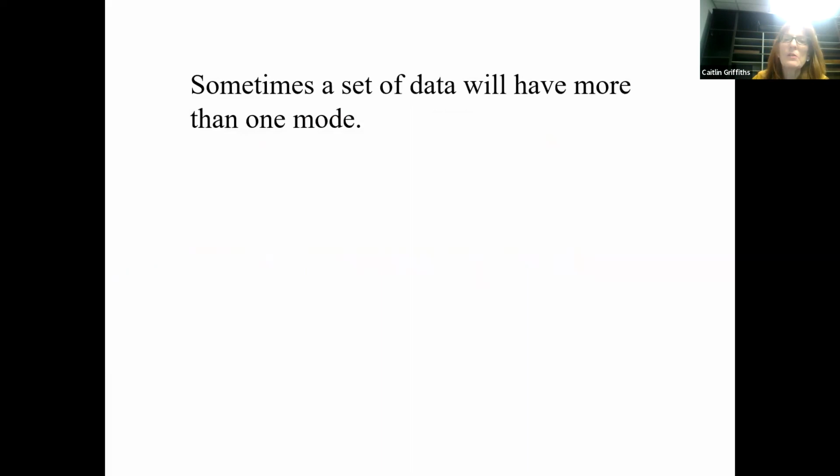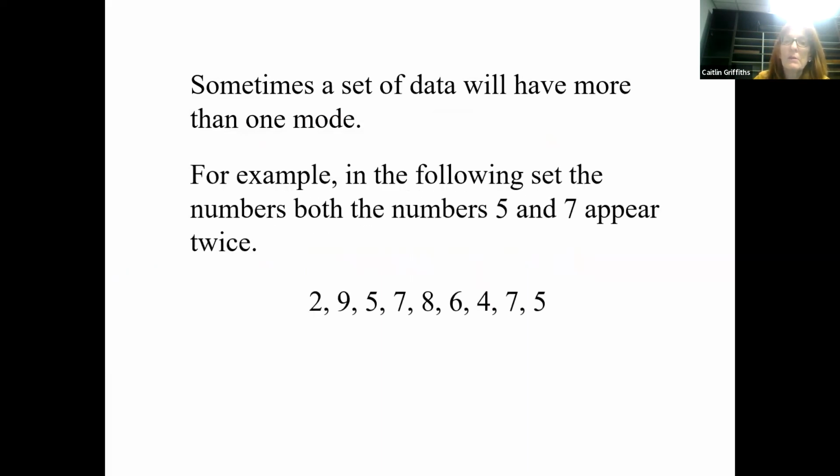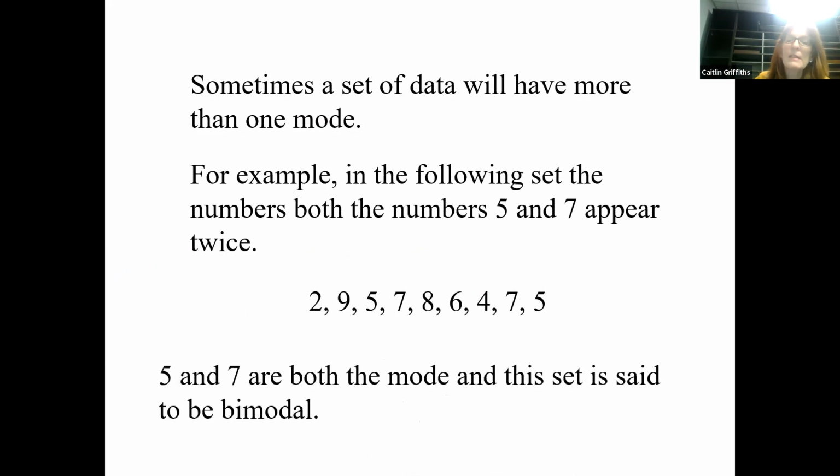And sometimes a set of data will have more than one mode. For example, in the following set, the numbers 5 and 7 appear twice. 5 and 7 are both the mode. And this set is said to be bimodal, 2 modes.